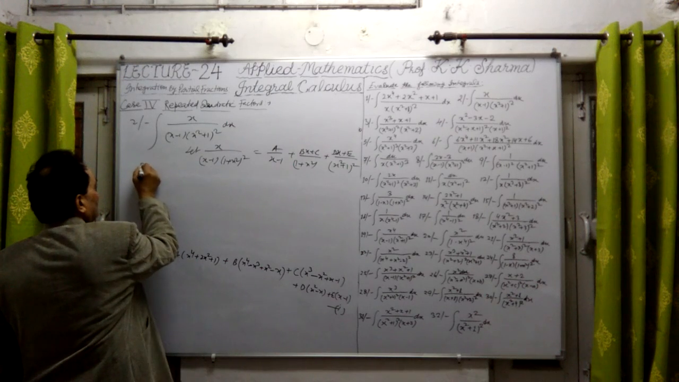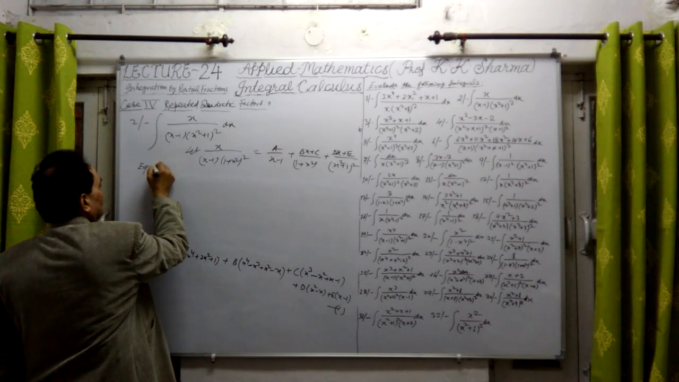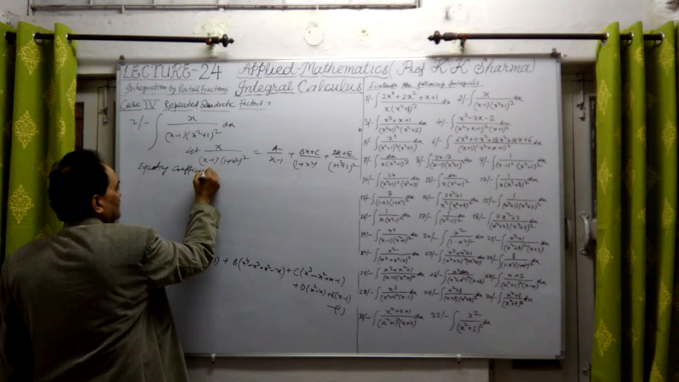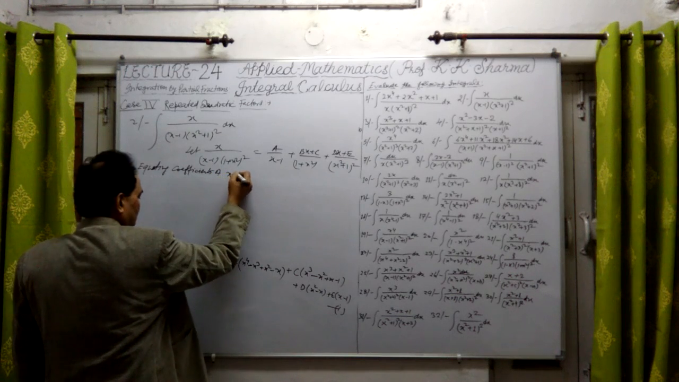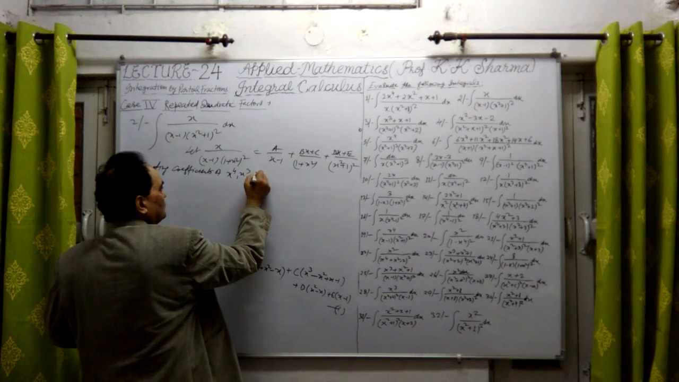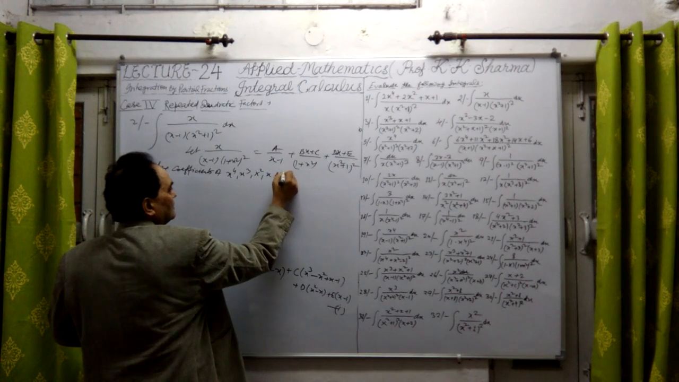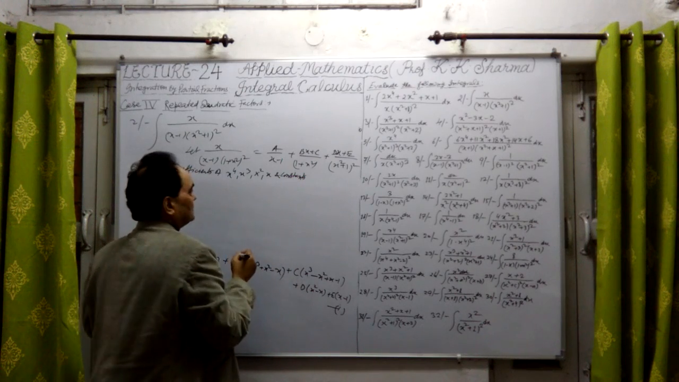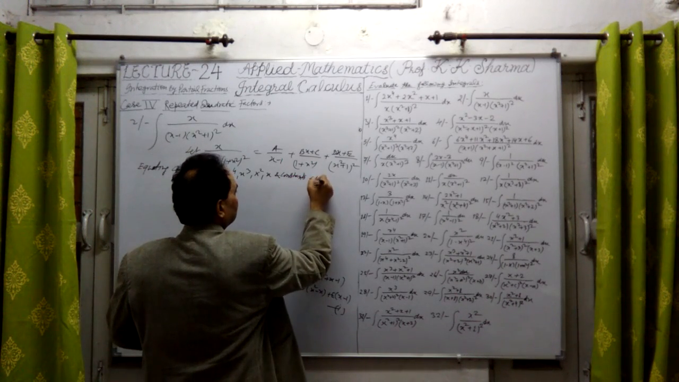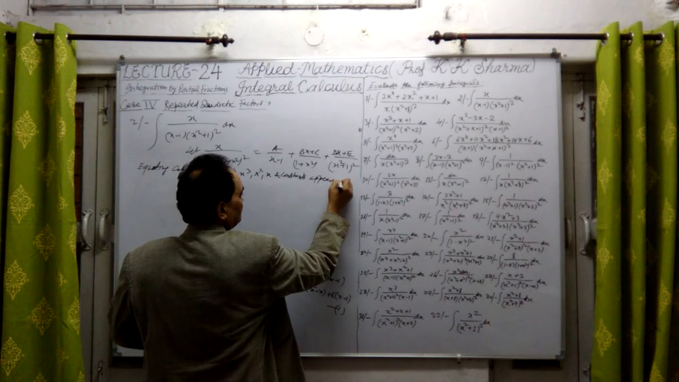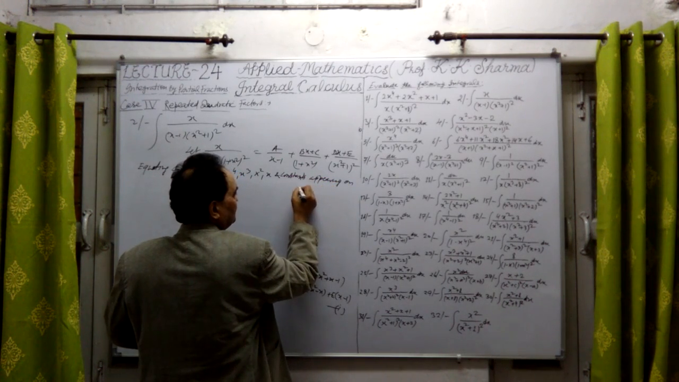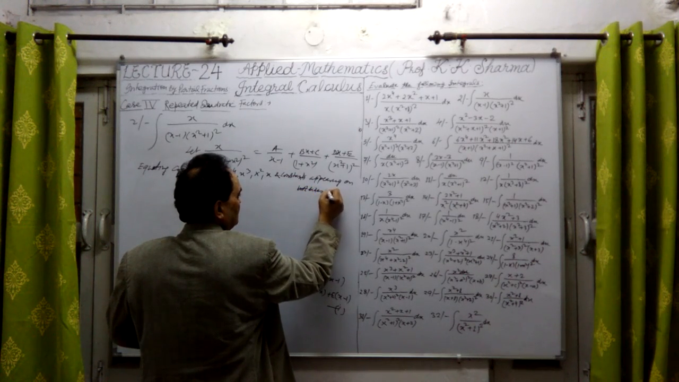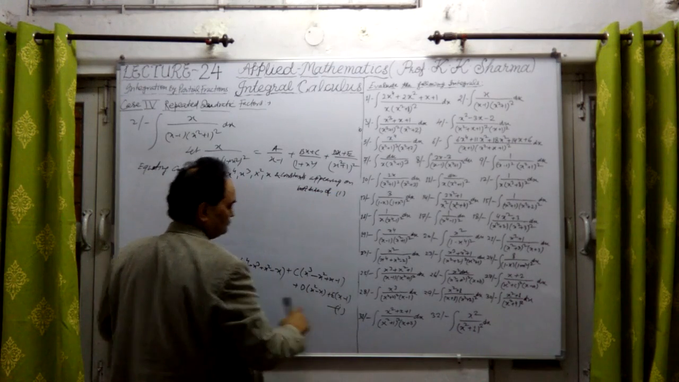Equating or comparing coefficients of x4, x cube, x square, x and constants, coefficients of x square, x appearing on both sides of equation number 1.